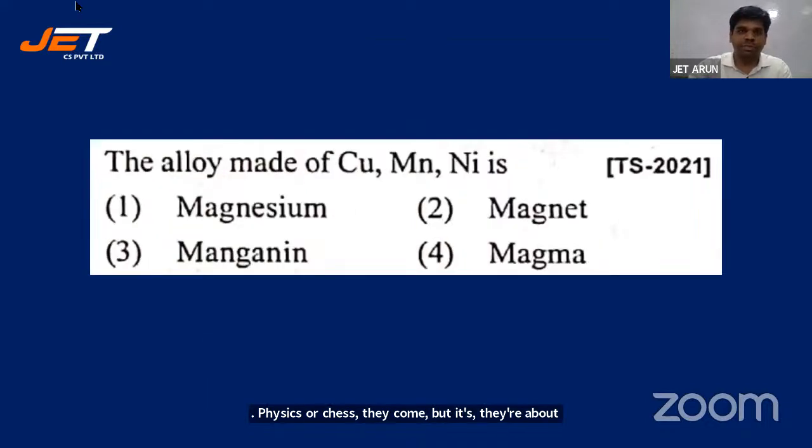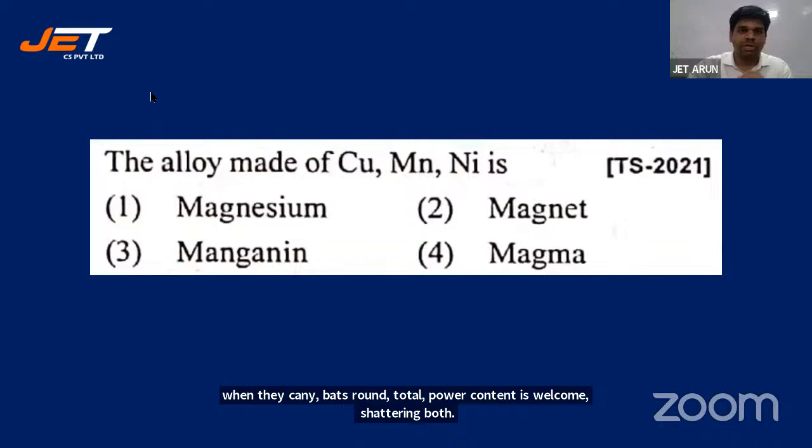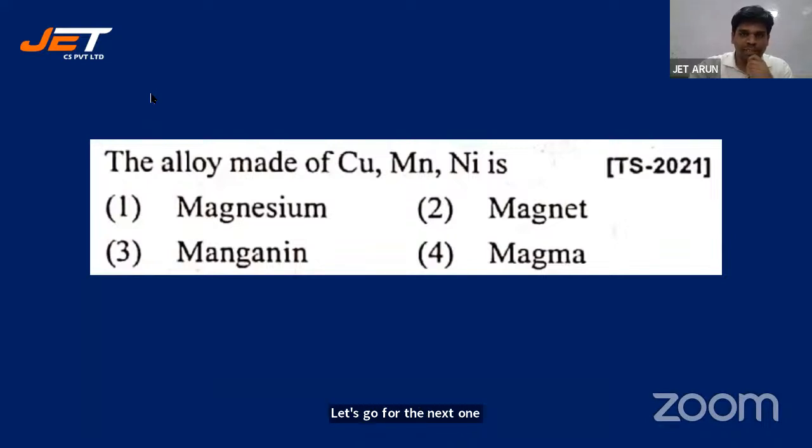Let's go for the next one. The alloy made of copper, manganese, and nickel is magnesium, magnet, manganese, magma. Memory based question, students. Okay, getting answers. Manganese, 3, 3.